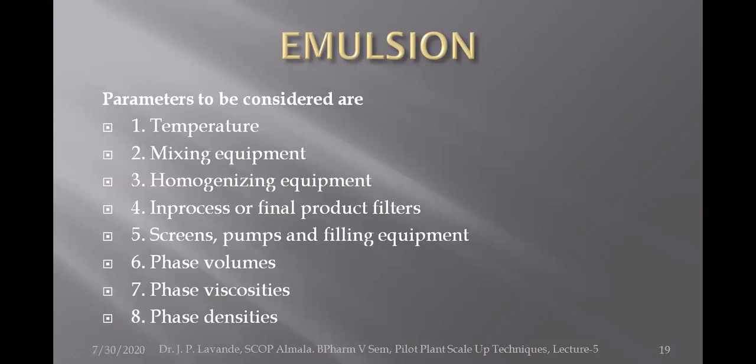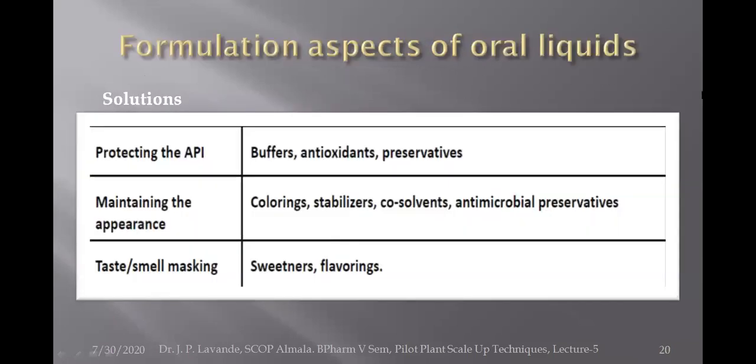Mixing equipment, homogenizing equipment, in-process or final product filters, screens, pumps, filling equipment, phase volumes, phase viscosities, phase densities. All these we had already explained and they have their significance. We need to pay attention to all these parameters when we are considering scale-up of emulsion type formulations.